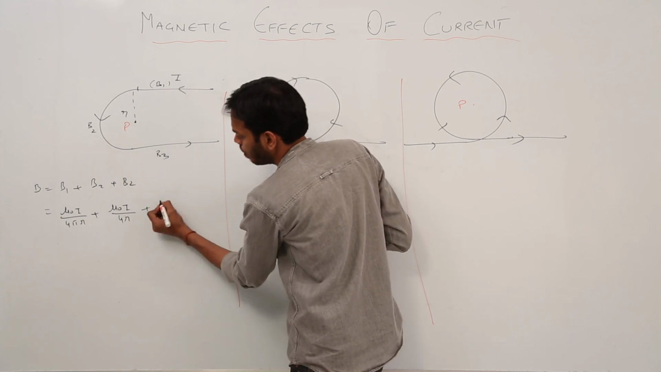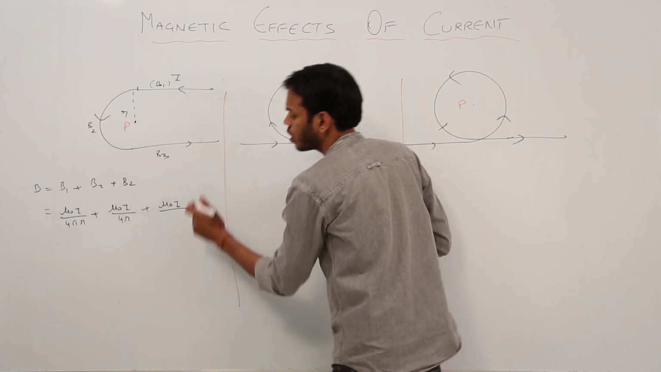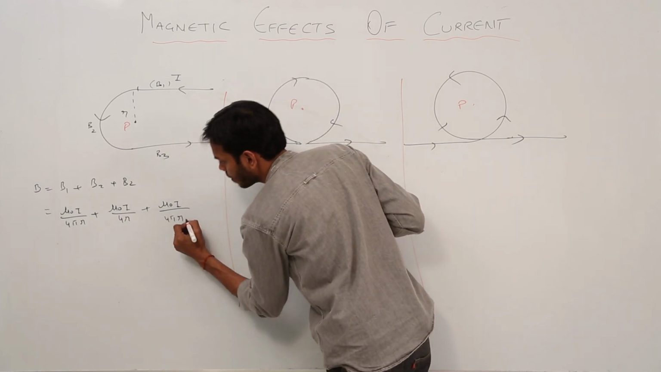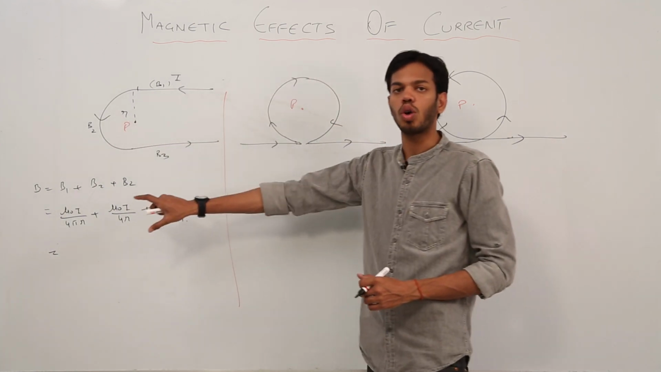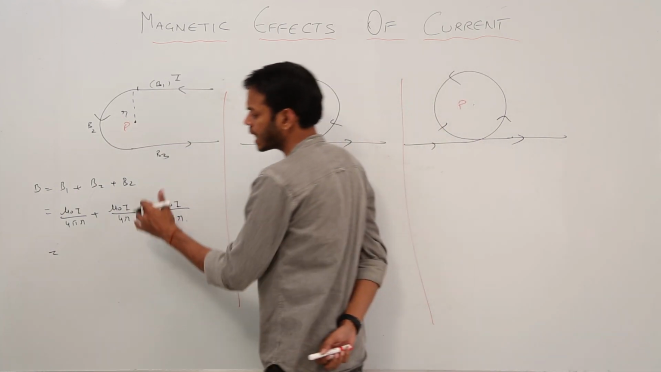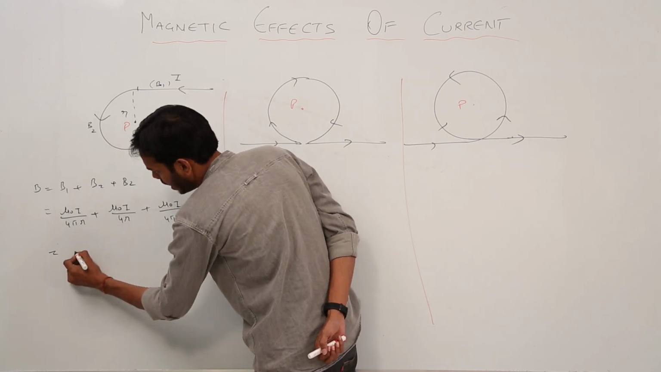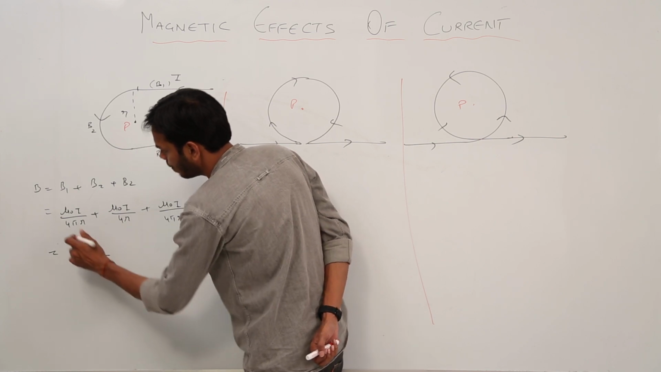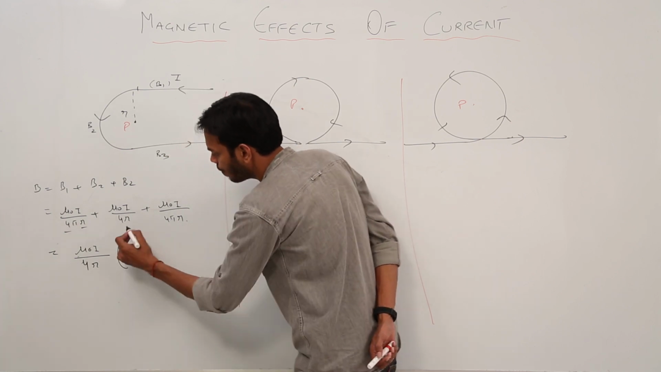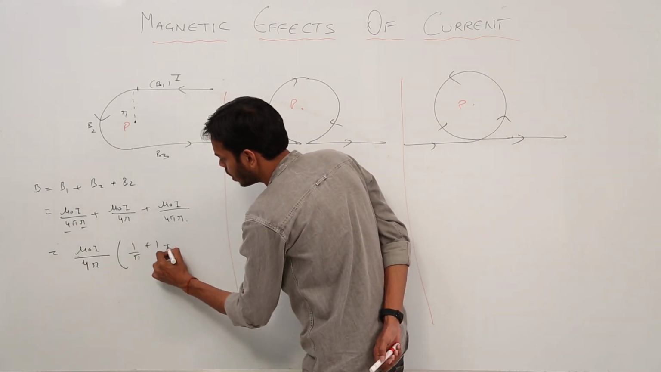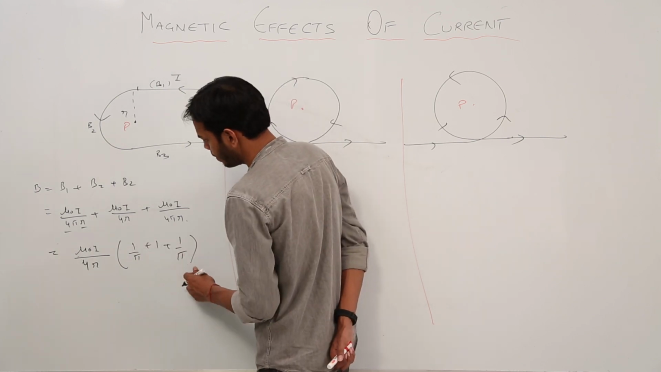And lastly, mu naught I upon 4 pi r for this also, right, for the straight. After this, you don't have to solve it completely in such kind of questions. You have to take out all those common things which you can. Here I can take out mu naught I upon 4r, which is common everywhere. I am left with 1 upon pi plus 1 upon pi. So this gives me 2 upon pi plus 1, right?